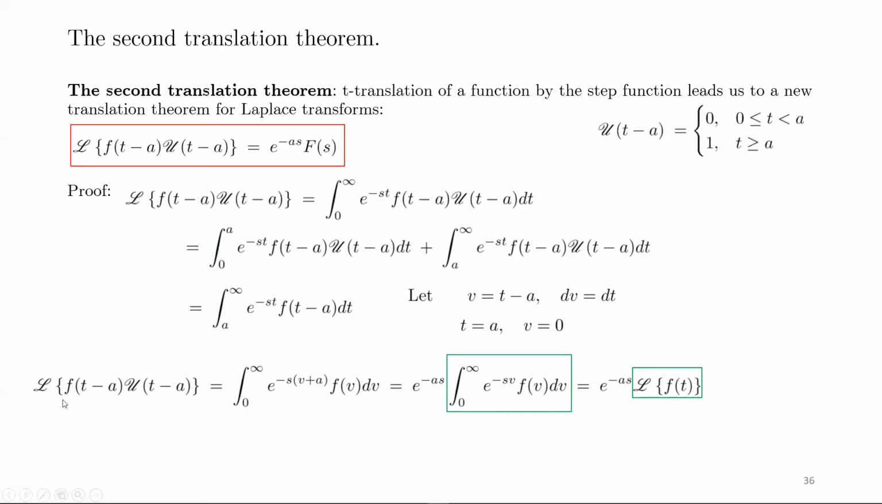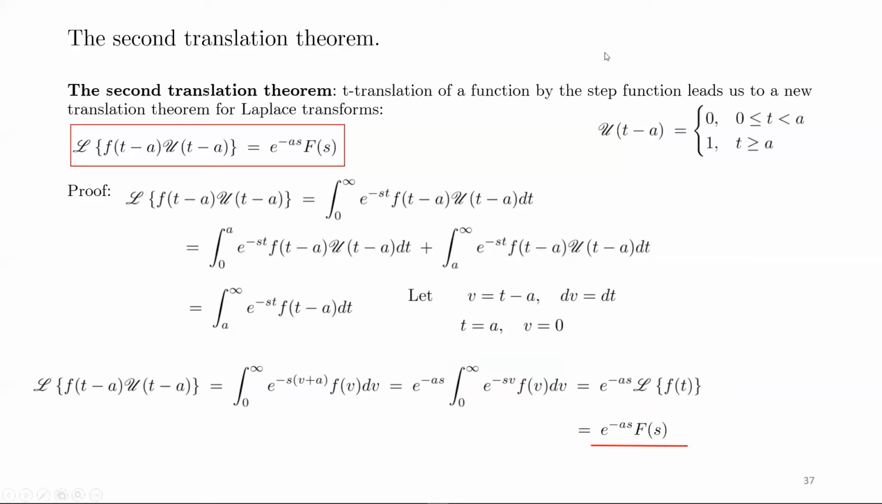So in fact, the Laplace transform of f evaluated at t minus a multiplied by the unit step function at t minus a is just equal to e to the minus a times s times the Laplace transform of f of t. You could call it the Laplace transform of f of v, but essentially it's the same thing. So this is equal to e to the minus as times F of s, and that completes the proof. So it's a fairly straightforward proof.